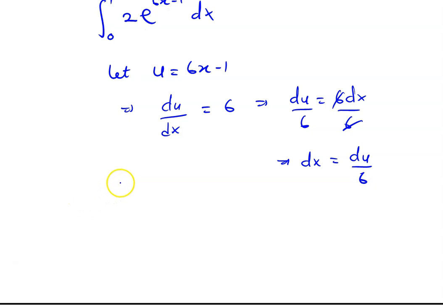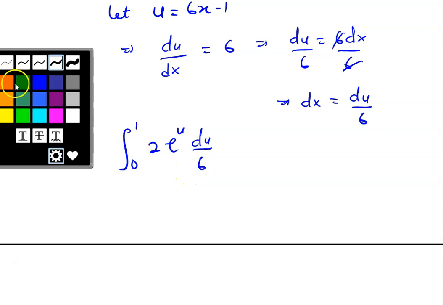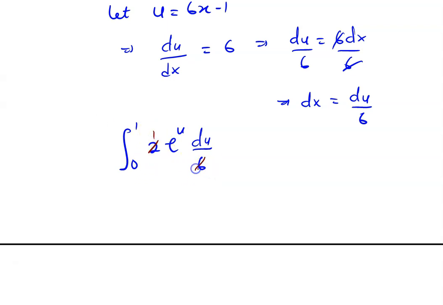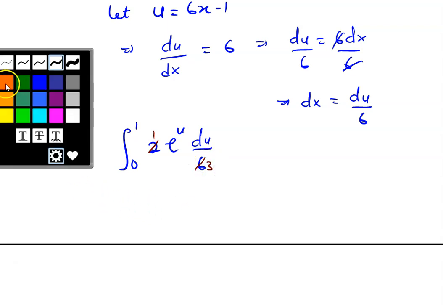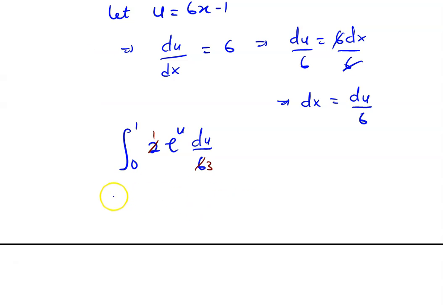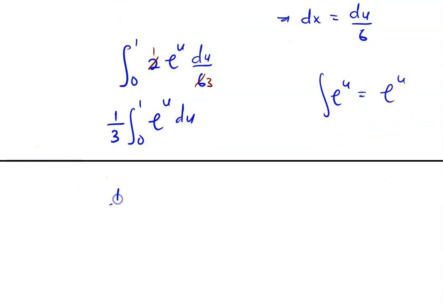So now I will just substitute. So integration of 0 to 1, 2e^u, right? Then I have du on 6, right? I know that this can cancel. 2 goes to itself 1, 2 goes here 3 times. I'm going to get 1 over 3 out, right? The constant 1 over 3 will come out. So I have 1 on 3, definite integration of 0 to 1, then we have e^u du. Integration of e^u is the same as e^u, right? So at the end, I'm going to get 1 on 3 e^u, right? Then 0, 1.